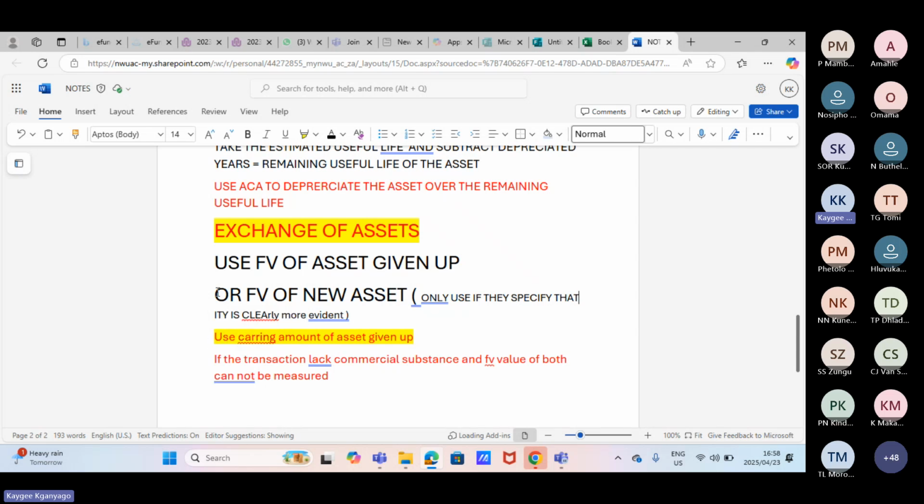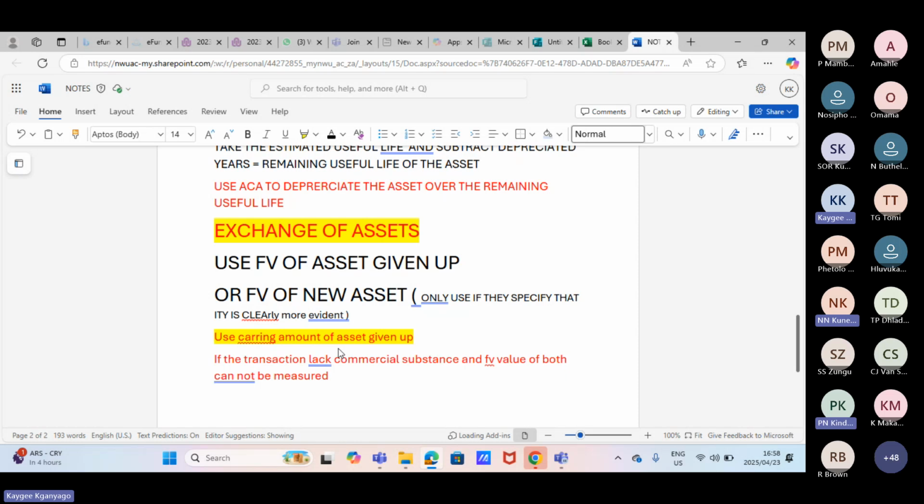The moment you see fair value of the asset given up or the fair value of the new asset, can you still check the option to use carrying amount of the asset given up? Yes. No. Yes. No. Who said yes? No. What's the question? It's a lack of commercial substance.